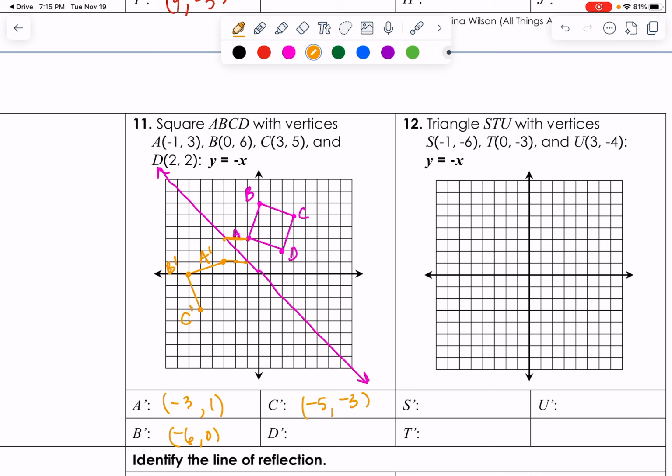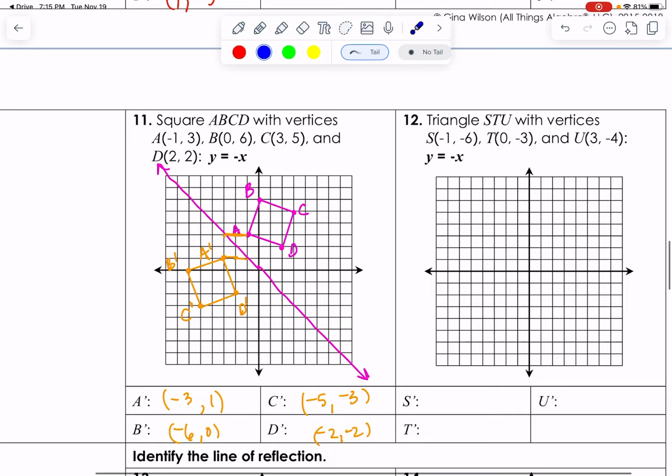So far it looks like we're reflecting. And D, the numbers don't need to change, but both the signs do. So negative 2, negative 2. It's D prime. And if you look, those look reflected across. These are equal distance, those are equal distance. You can see that that's equal distance.